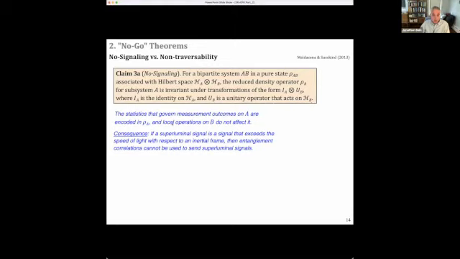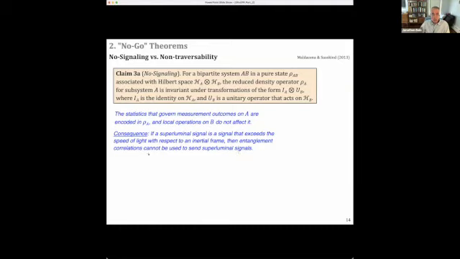And the intuition here is that the statistics that govern measurement outcomes on subsystem A are encoded in the reduced density operator rho sub A. And the claim indicates that local operations on subsystem B have no effect on the reduced density operator rho sub A.